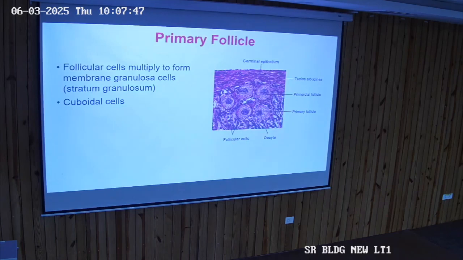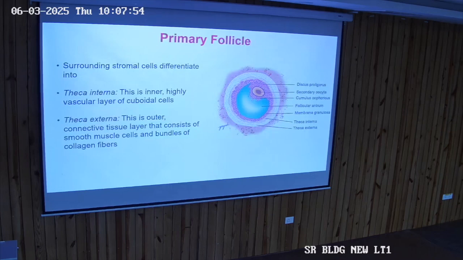Follicular cells in the primary follicle will multiply to form the stratum granulosum, and the epithelium has changed to cuboidal epithelium. Now those follicular cells which have multiplied divide themselves into two layers, the follicular cells internal and external. Now they have been given a name, theca interna and theca externa. So in this picture, it is clearly visible that this follicular cell layer has been differentiated, and this is theca interna towards the inner side, and towards the outer side is theca externa. This is very easy to remember.